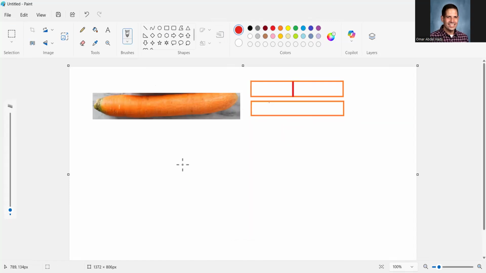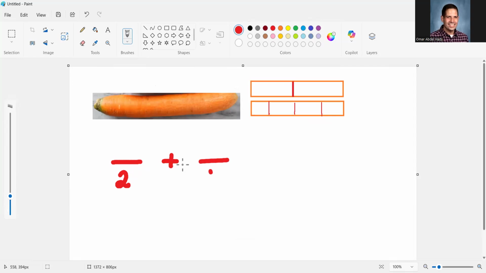Are we able to add those carrots? Are we able to add them? And the answer is no. If the carrots are not divided the same way, if fractions are divided differently, we cannot add them unless they are divided the same way.